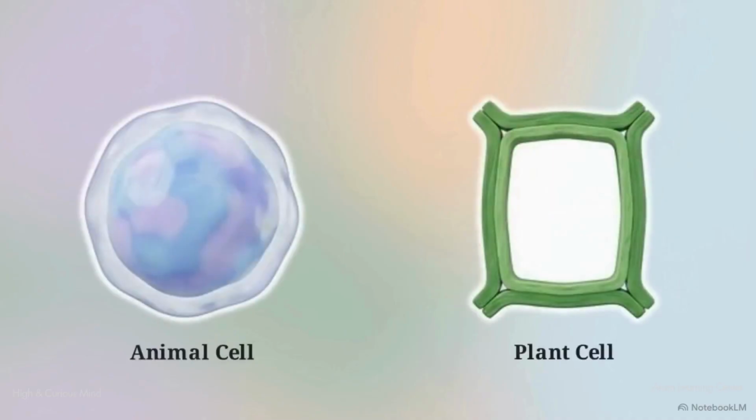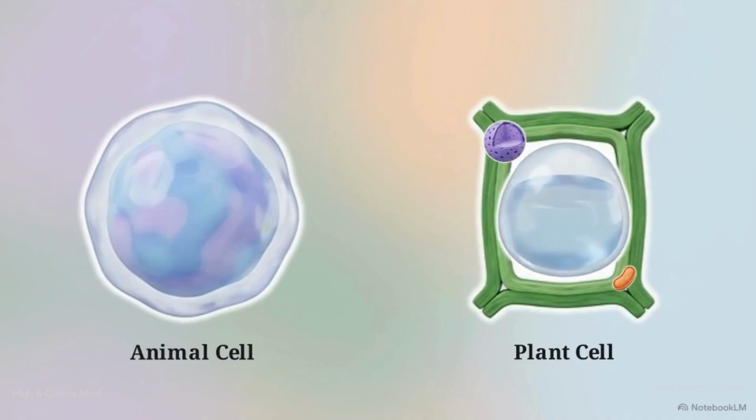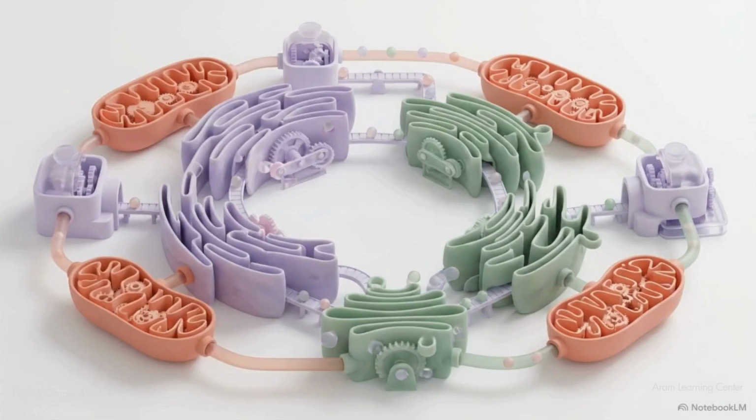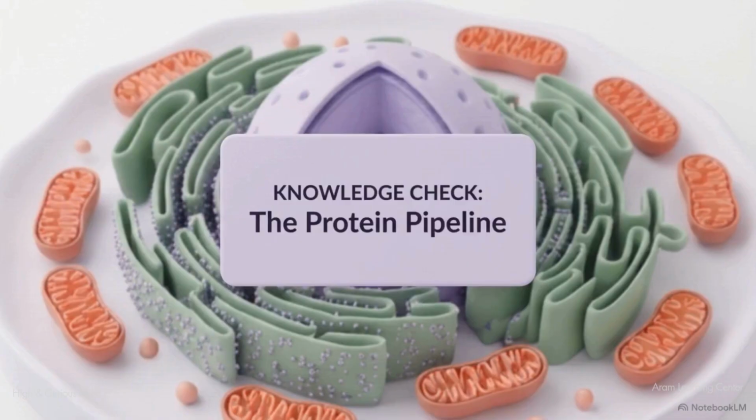The factory also needs efficient storage. Animal cells use small, scattered vacuoles for temporary storage, but a mature plant cell contains one massive central vacuole. This organelle stores water and waste, creating the internal pressure that keeps the plant firm. Without this specialized chain, from the power generation of mitochondria to the packaging of the Golgi, the cell could not sustain its metabolic weight. Let's verify your understanding with an active recall challenge.